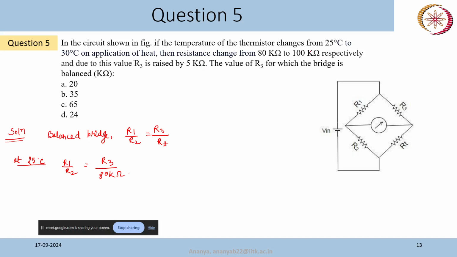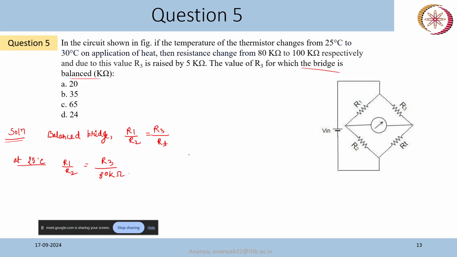Now remember, in this case the thermistor is not measuring the temperature of any object. So this is the overall change, and in that case also the bridge will be balanced. As I mentioned, for a Wheatstone bridge any environmental effect will be nullified. So the bridge is still balanced. That is the condition given in the question also.